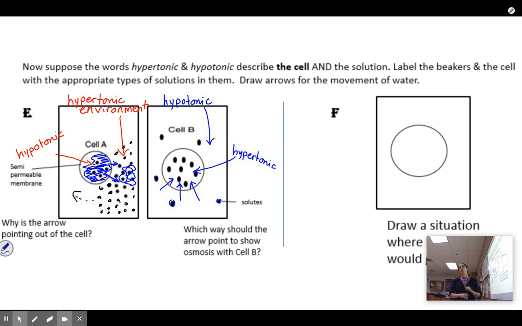We're not going to answer question F there. It says draw a situation where water would move into a cell. We're going to skip that for now because that's very close to what we're going to be doing with our eggs in just a minute. So let's check on those eggs and see how they're doing.